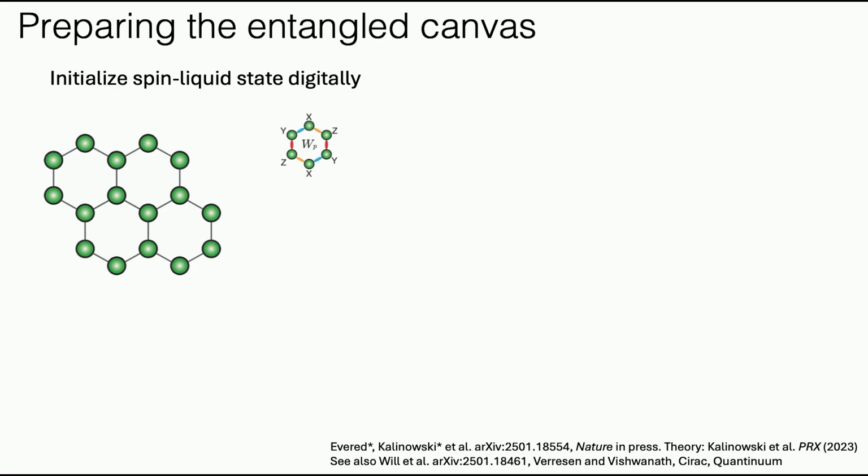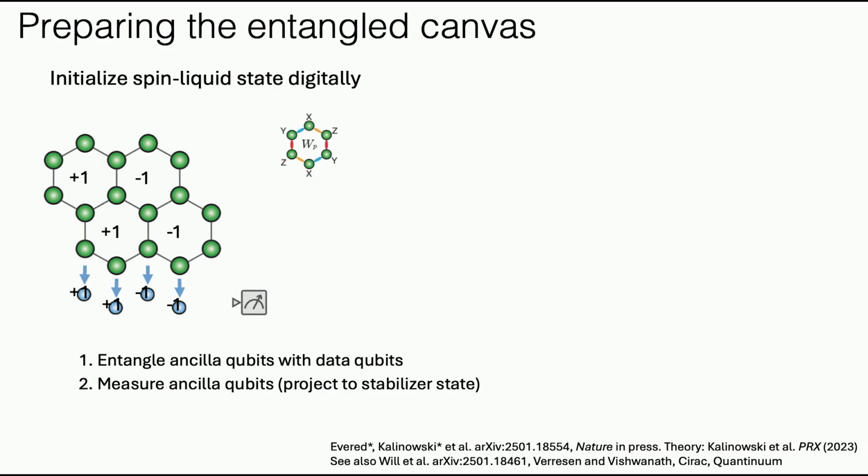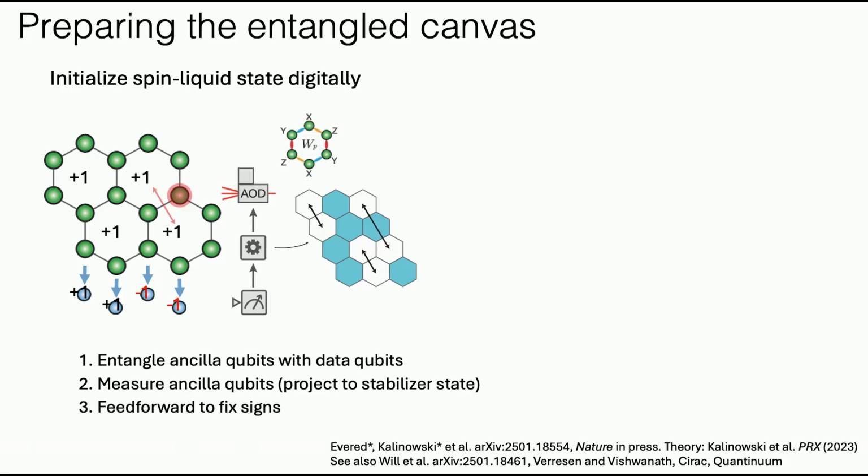So the first step of our experiment is to initialize ourselves within this Kitaev honeycomb phase diagram. And the way we do this is creating a spin liquid state using mid-circuit measurement and feed forward. So we use these ancilla blue qubits and entangle them with our data qubits on this honeycomb lattice. We then move the ancilla qubits far away and locally image them, which projects these data qubits into a specific stabilizer state.